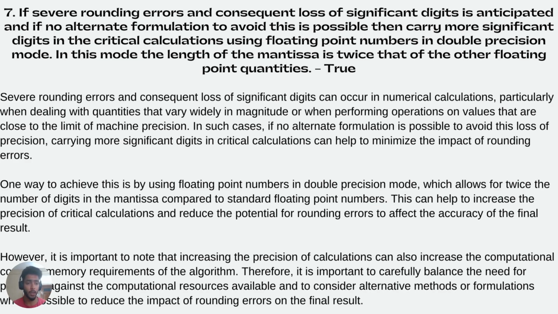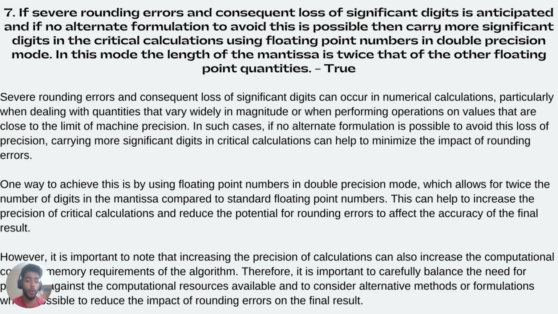Yeah, it's true. Severe rounding errors and consequent loss of significant digits can occur in numerical calculations, particularly while dealing with quantities that vary widely in magnitude, or when performing operations on values that are close to the limit of the machine precision. In such cases, if no alternate formulation is possible, then ultimately, to avoid the loss of precision, carrying more significant digits in critical calculation is the only solution we are left with to minimize the impact of rounding errors.